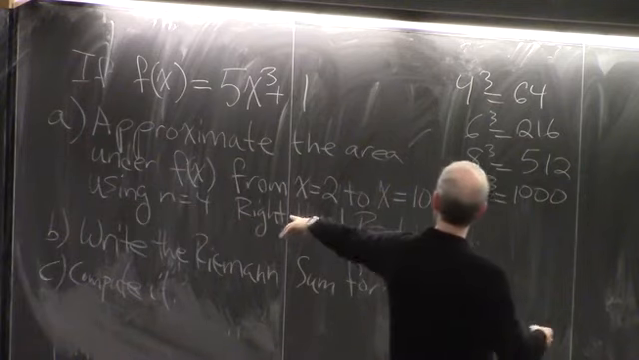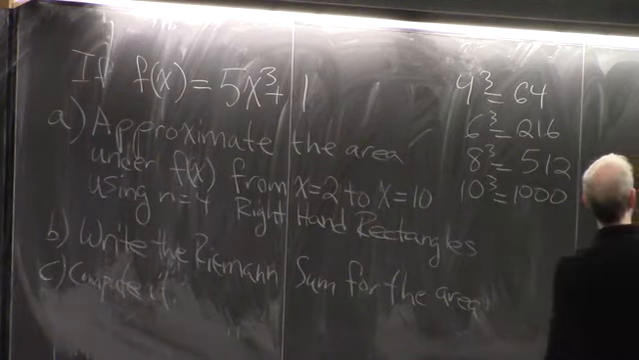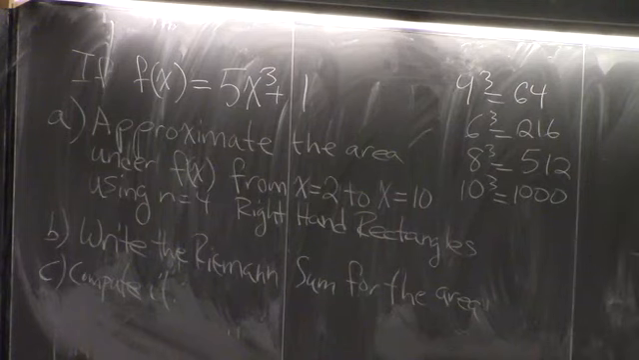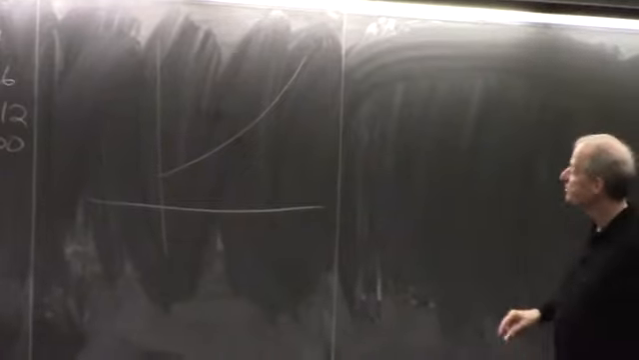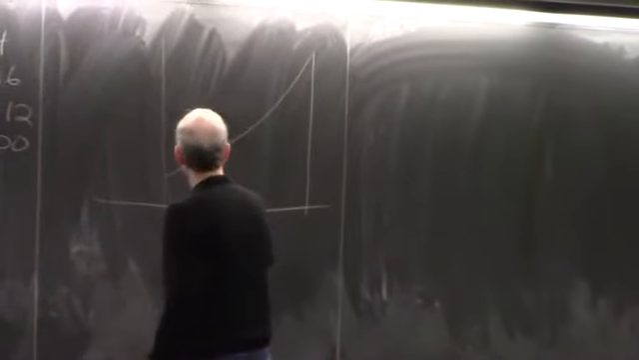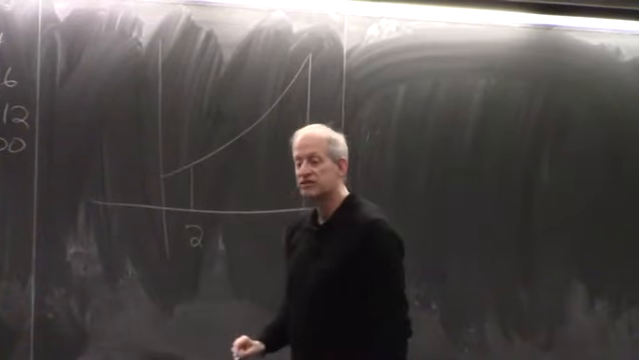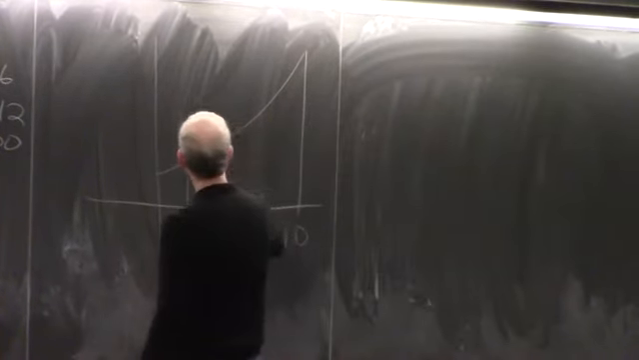So first, you want to approximate the area from 2 to 10. So 5x cubed plus 1 is just one of these sort of upward tilting polynomial thingies. Okay, and you go from 2 to 10. I recommend you draw a picture because you might get a point for that. You never know.